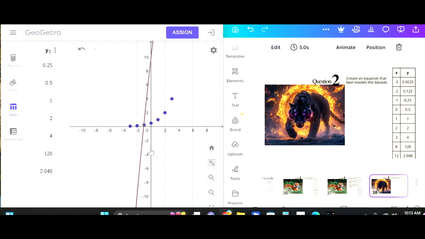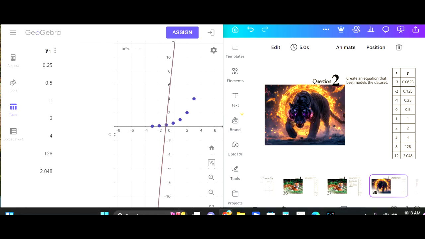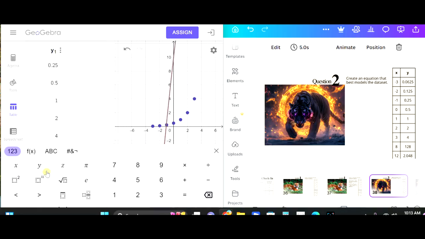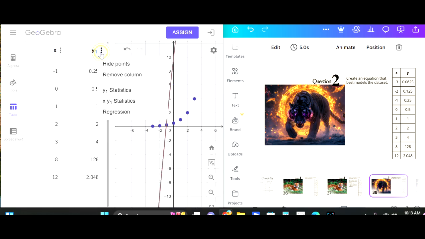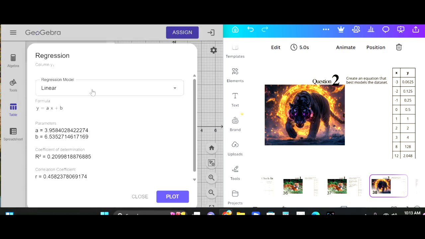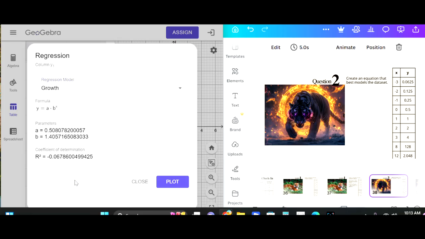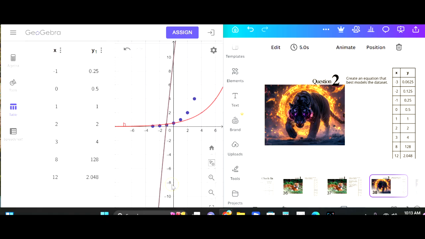This is being very interesting. It's testing my abilities, which it shouldn't do because I'm not good at this stuff, man. That all looks correct. Let's go regression, growth. I would say this is growth, but it's not matching up with here, and I don't know why. I don't know what's going on.